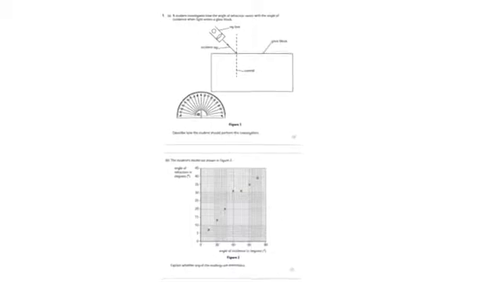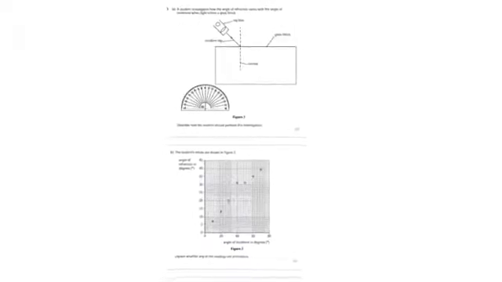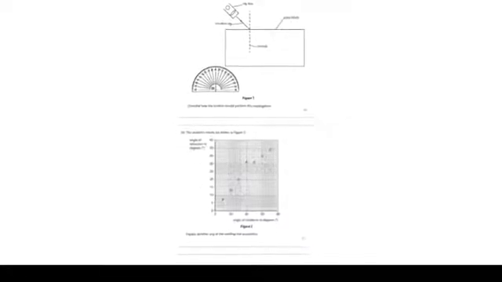It's looking for a method again. It wants to see how you're going to make it valid. It wants to see that range of results that you're going to look at and the repeats that you're going to do. Then it's checking that you can identify anomalous results and explain why they're anomalous.